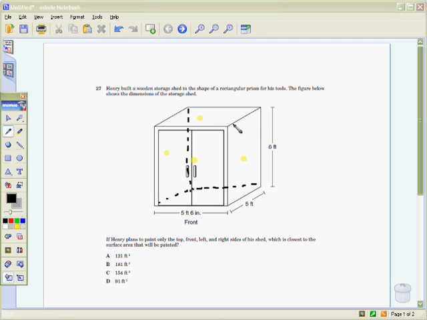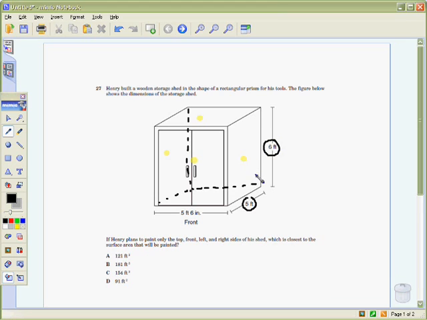So it looks like my right side is a rectangle that is 5 by 6. And remember that the right side will equal the left side. So I have a right 5 by 6 and a left 5 by 6. The area of a rectangle is length times width, so 5 times 6 is 30. So the right is 30 and the left is 30. So far I have 30 plus 30.